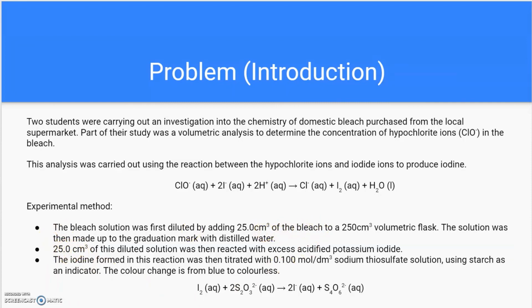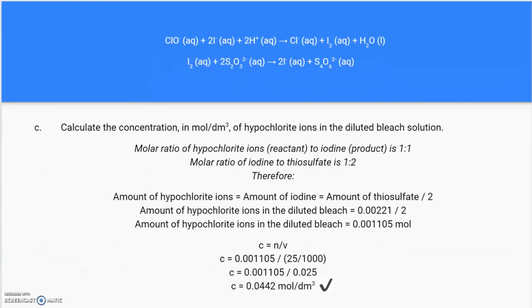So that 25, as it is in centimeters cubed, we will divide it by 1000 to transform it to decimeters cubed before calculating with it, but it's that 25 that we need to use. So in the end, the concentration is that amount in moles divided by the quantity of 25 divided by 1000, and we get that the concentration of the hypochlorite ions in the diluted bleach solution is 0.0442 moles per decimeter cubed.